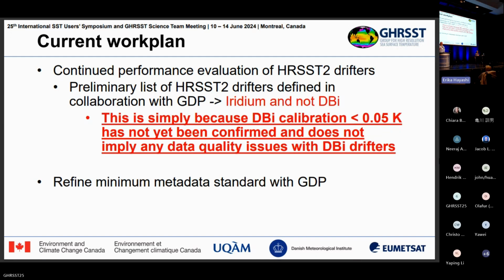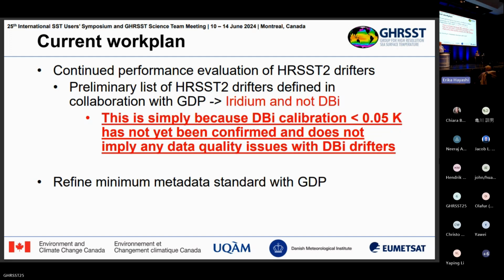And then the second point there, and again, I have to stress this. At the moment, the best definition we can come up with is if a drifter is using Iridium, but unfortunately not those from the manufacturer DBI, then they can be classed as an HRSST2 drifter. So we can use the metadata available to identify this. At the moment, there's not a simple program or a simple type or a simple tag because it needs a lot of other information to go through it. But I must stress, this doesn't mean there's anything to be concerned about for the DBI drifters.